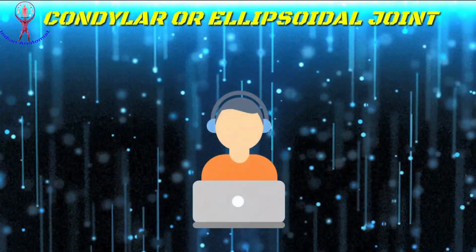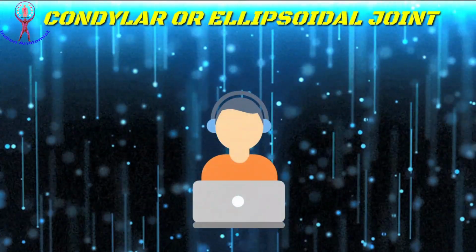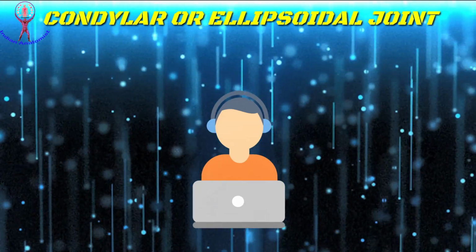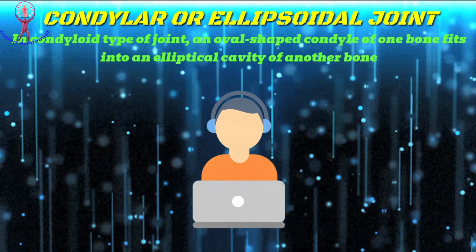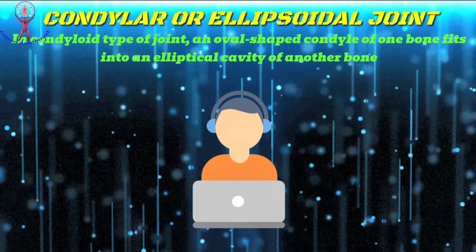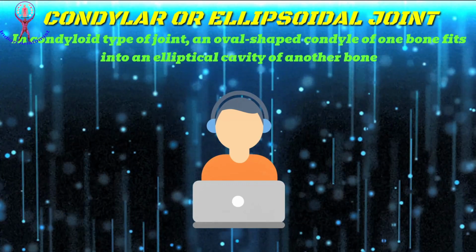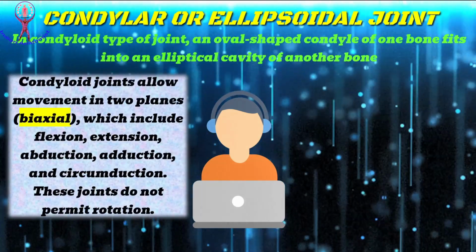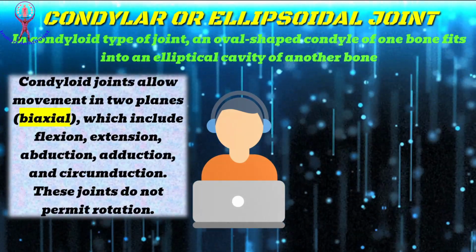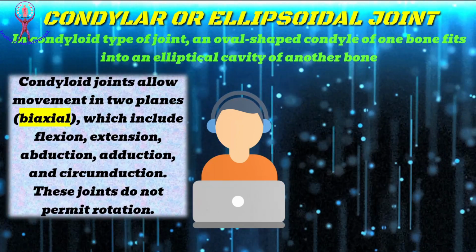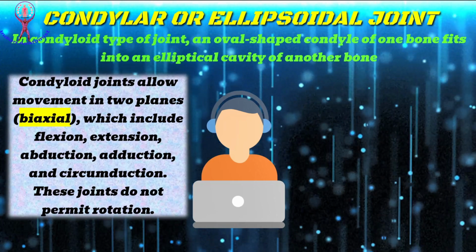The second type of biaxial joint is condylar or ellipsoidal joint. In condyloid type of joint, an oval-shaped condyle of one bone fits into an elliptical cavity of another bone. Condyloid joints allow movement in two planes, that is biaxial nature, which includes flexion, extension, abduction, adduction, and circumduction. These joints do not permit rotation.